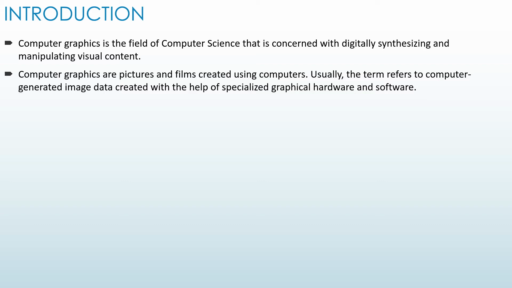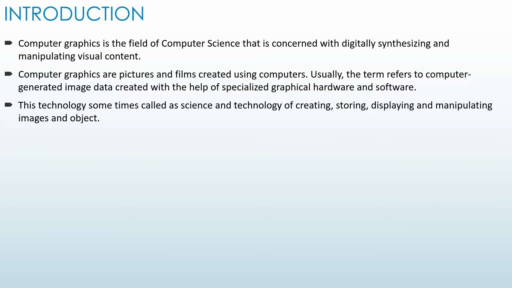Here they say computer graphics are pictures and films created by a computer. So how are you going to create it? For example, you have a problem in C++, the problem has been given, and to solve it you use the Turbo C++ platform with the help of hardware and software. The same way, graphics are created or generated from image data with the help of hardware and software.